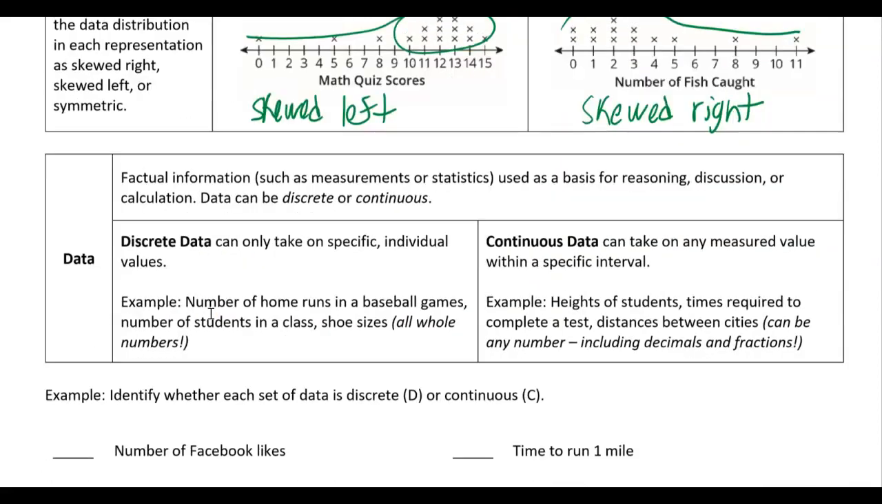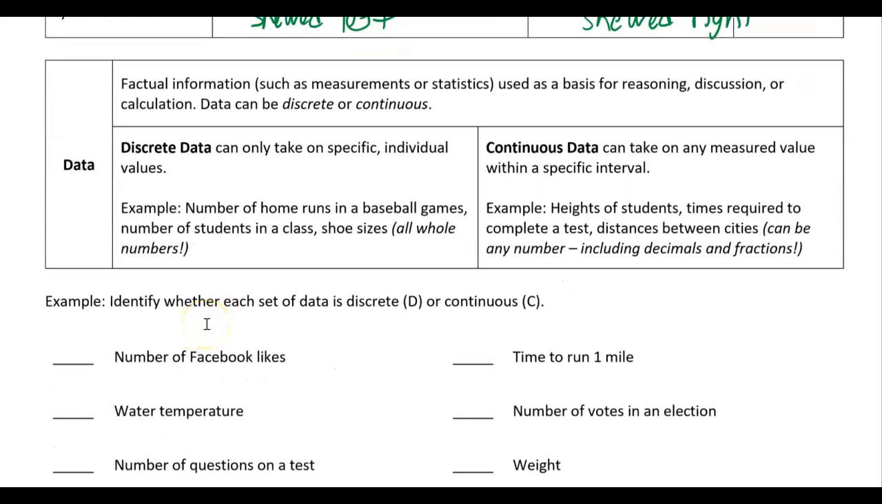And then moving on, we've got another new idea: different types of data. Data is factual information, such as measurements or statistics, used as a basis for reasoning, discussion, or calculation. Data can be discrete or continuous. Discrete data can only take on specific individual values. Like the number of home runs in a baseball game has to be a whole number. Number of students in a class has to be a whole number. Shoe sizes have to be a whole number or a half, but you can't have an 8.3 shoe size. That doesn't exist.